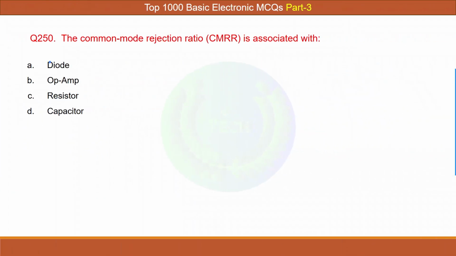Next question, question number 250. The common mode rejection ratio CMRR is associated with option A, diode, option B, op-amp, option C, resistor, option D, capacitor. The answer is option B, op-amp.